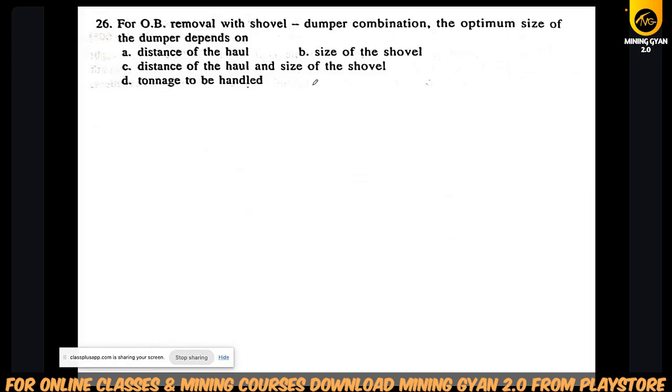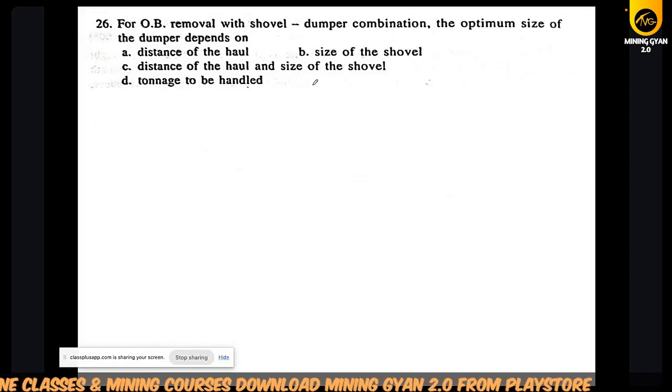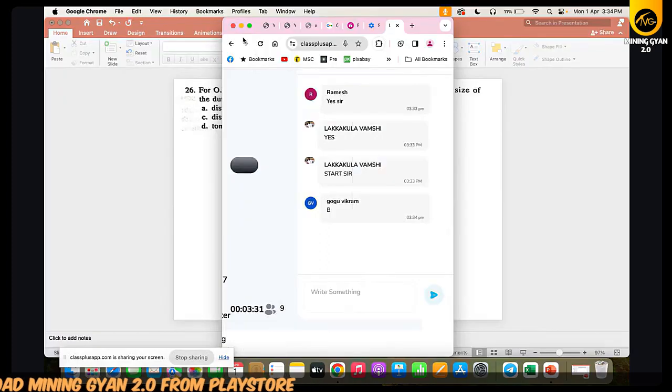So for OB removal with the shovel and dumper combination, the optimum size of the dumper depends on what? The size of the dumper depends on what? Please comment. Okay, Gogu Vikram has commented option B.